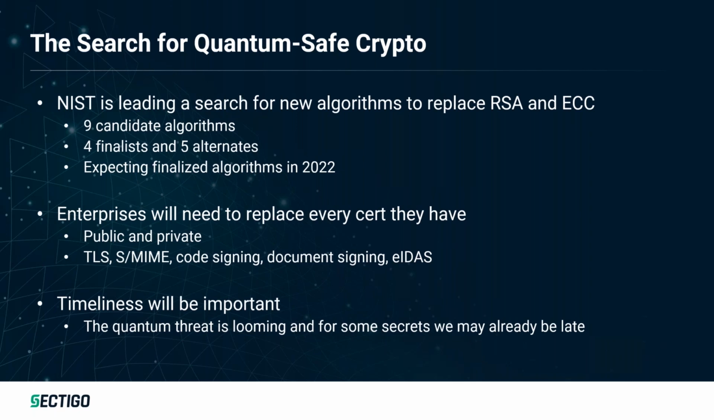Now, when those algorithms come out, guess what? You're going to need to replace every single certificate you have. Every certificate type, every environment, public or private, will all need to be replaced. So that will be a very important initiative when it comes, and timeliness will be important because quantum computers are continuing to advance. They're not slowing down.